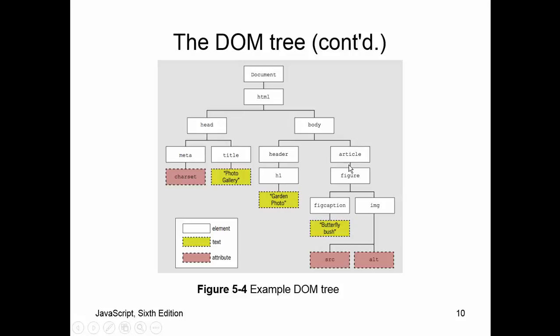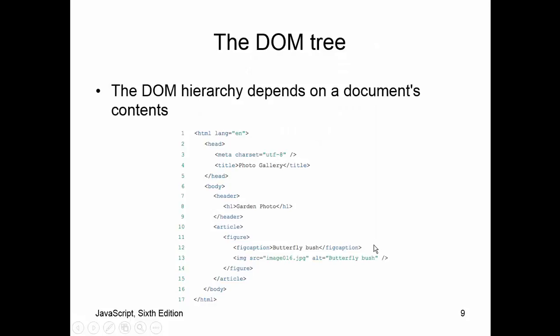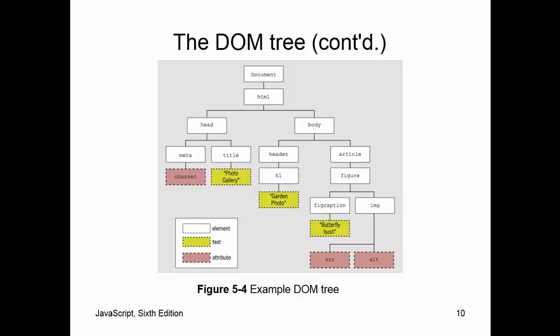Article has a child that says figure, and we already know that figures contain figure captions and they contain images, so that's the two direct descendants of the figure. The figure caption has a text child that says butterfly bush, and the image has both the source file attribute and the alt attribute. So as you go and create the web page here, in the background, the DOM is being created right here.